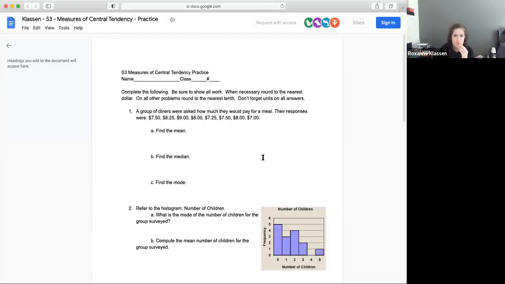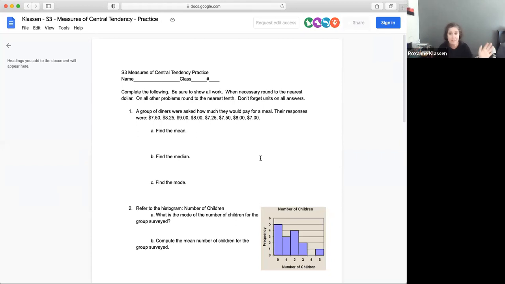If you take a look, it's going to be a lot of practice. Number one is: a group of diners were asked how much they would pay for a meal, and there are their answers. You find the mean, the median, and the mode. You need to show me your work. You can type, or you can write on paper and upload your image.